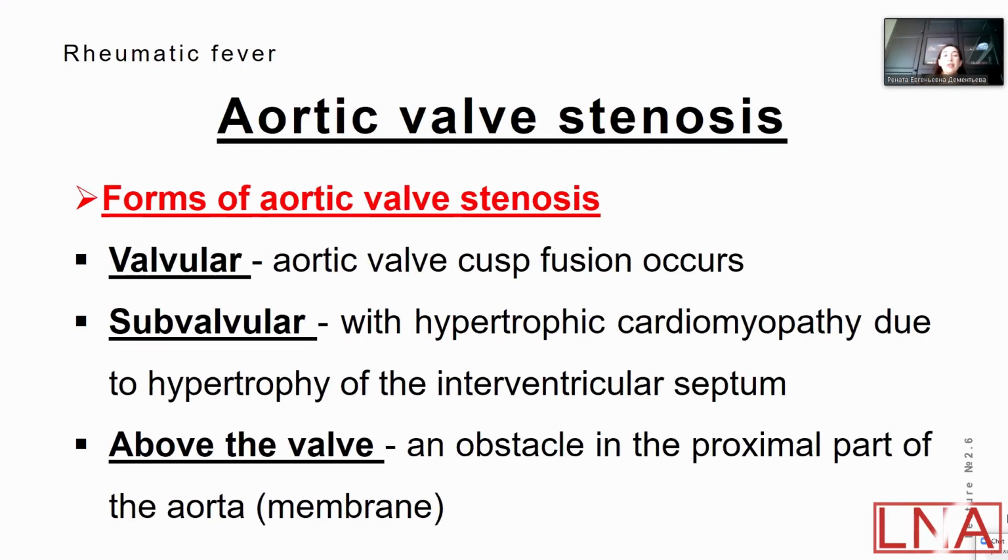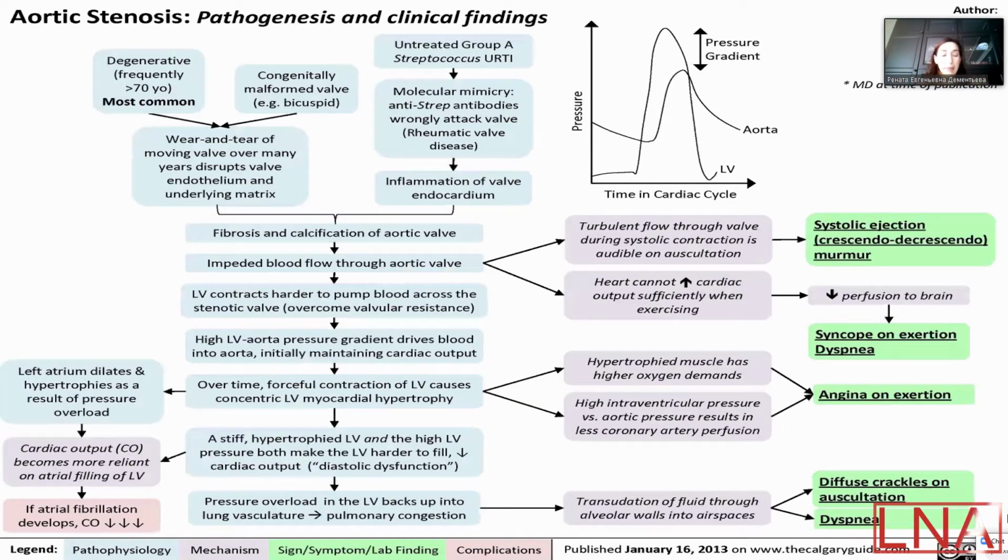Forms of aortic valve stenosis: valvular, when aortic valve cusp fusion occurs; subvalvular, with hypertrophic cardiomyopathy due to hypertrophy of the interventricular septum; and supravalvular, an obstacle in the proximal part of the aorta, or some membrane, some strictures or ligatures. About pathophysiology of aortic valve stenosis.